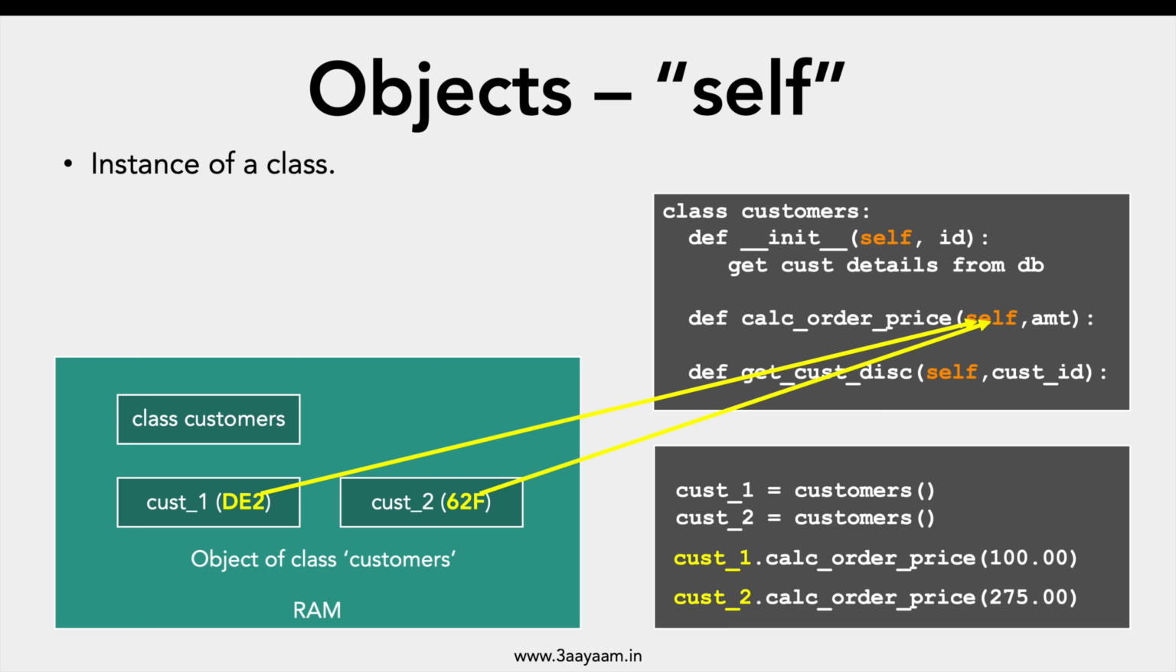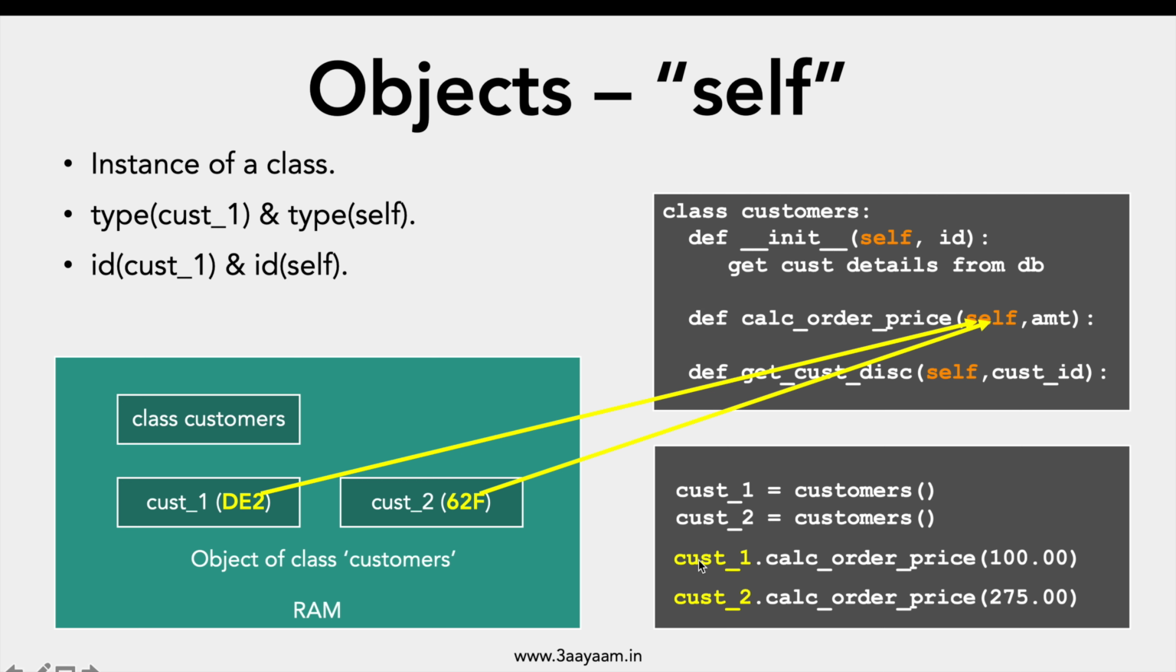But when we create and use our own class, we have to pass it. And it can be proven also by using the type of cust1 and type on self, and then using the id function on cust1 and id function on self. So every time it will match. The first time the address of cust1 will match with self and the type of cust1 would also match with self. So this execution would be done and it would be gone, and the second time it would match with cust2 because we are passing a different object.